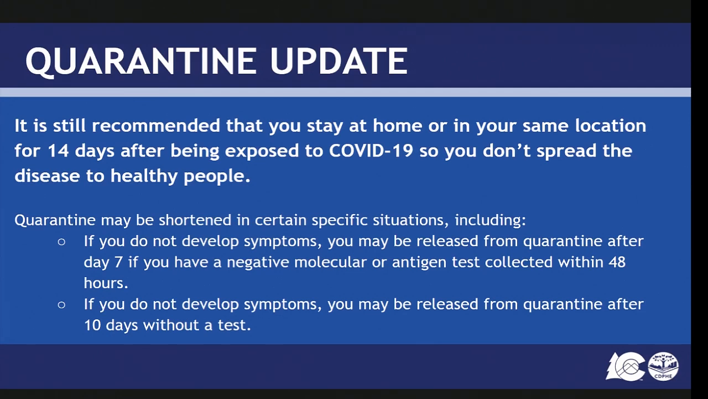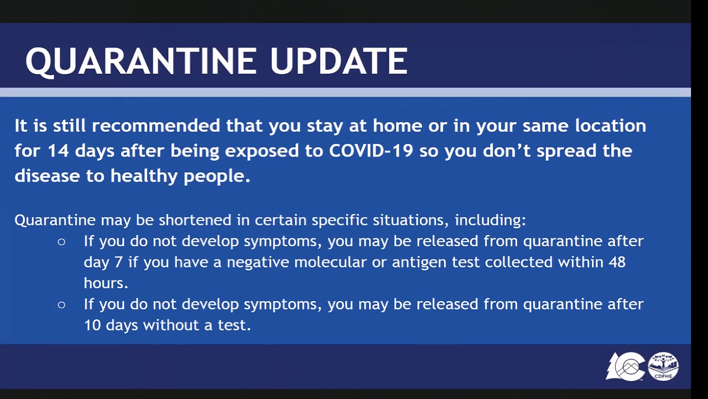But we do know that now there are some data showing us that it is possible to shorten quarantine using either a test-based strategy or not using a test-based strategy. The two options that CDC has shared with us are a 7-day option and a 10-day option. Both of these options do come with more risk than quarantining for 14 days, which is why we continue to recommend the 14-day period as the best strategy. But we think that these other options should be available for the right scenarios as shown here.